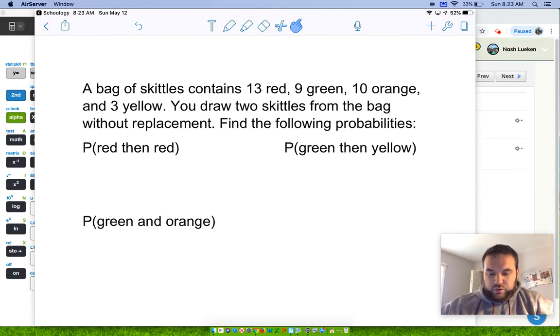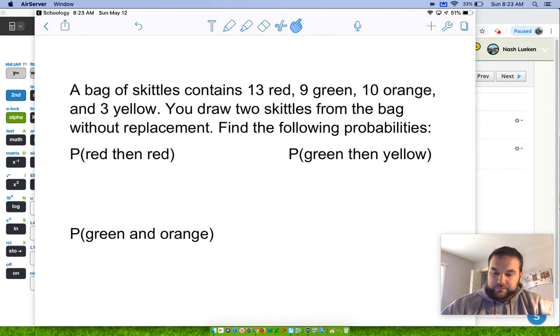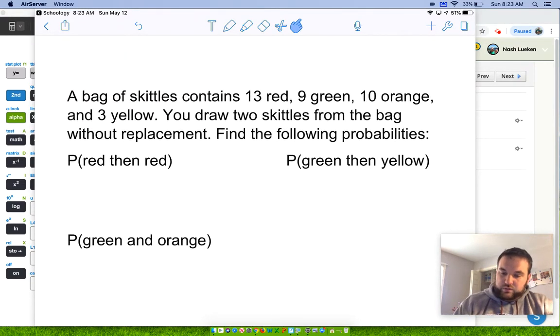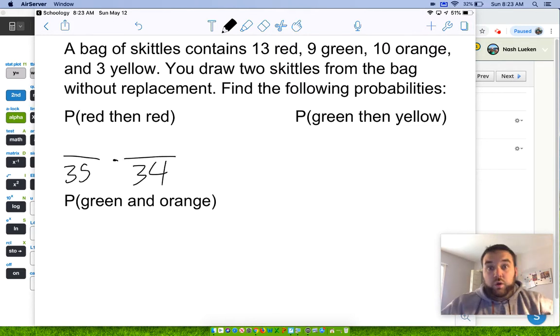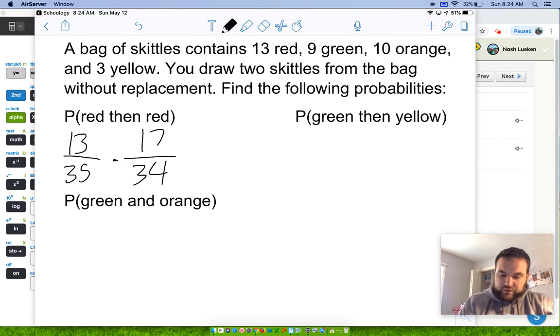Similar question, but now we're drawing 2 Skittles from this bag without replacement. So it means after we pick the first one out, it is not going back in the bag, and thus it will change the numbers or change the sample space that we have. 13, 9, 10, and 3. 13 red is 22, 32, 35. So I got 35 total. What is the probability that you draw red and then red again? So I've got 35 in the first draw, and then there will be 34 in the second draw. 13 out of 35 reds, and then that red is out of the bag, so that means this is going to go down to 12 out of 34.